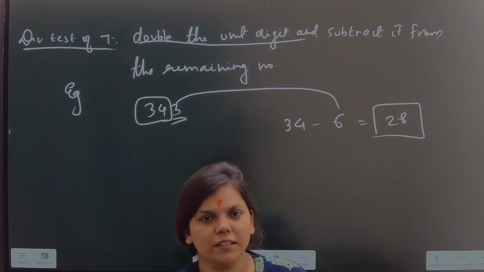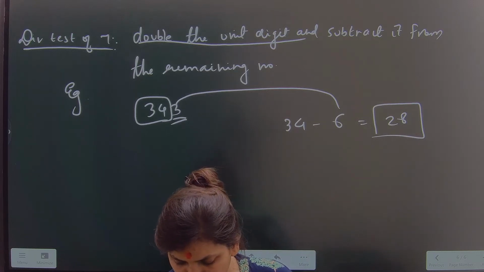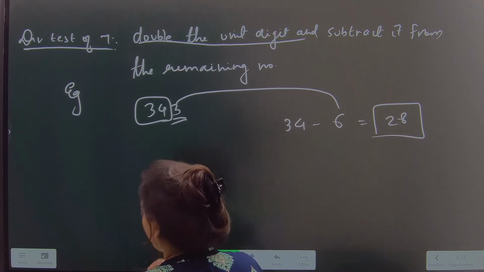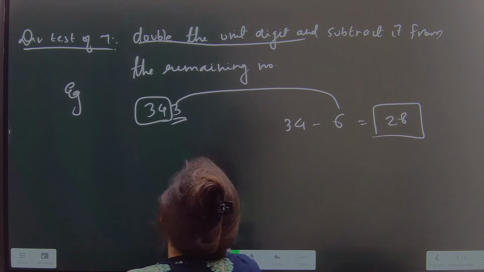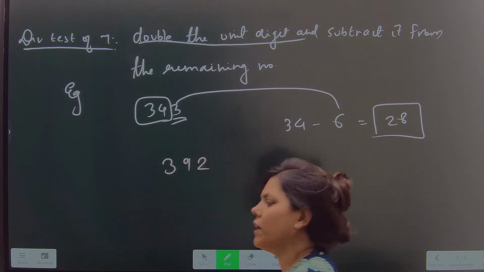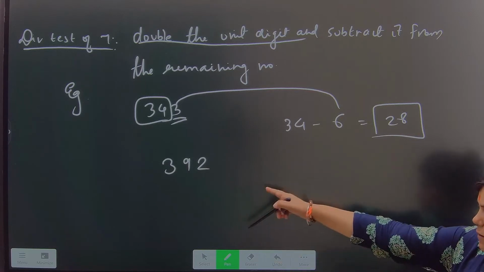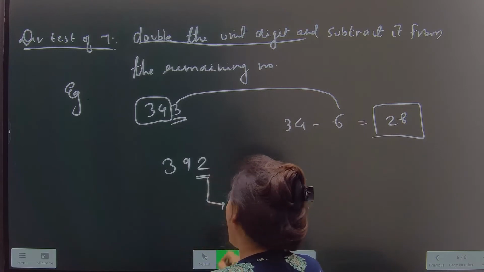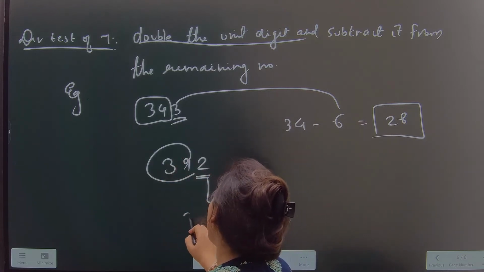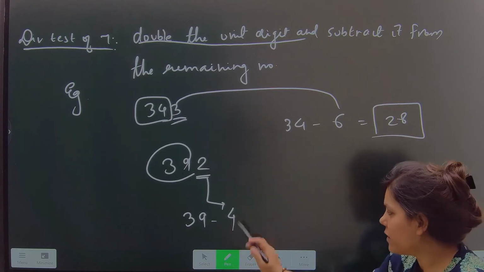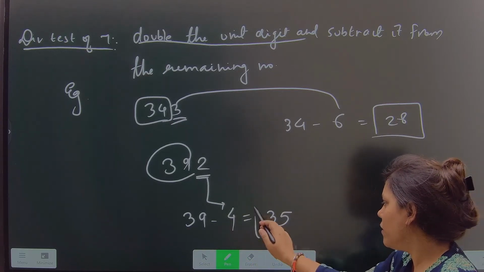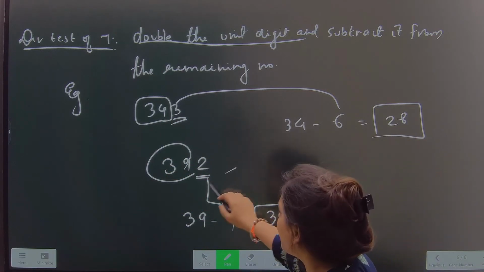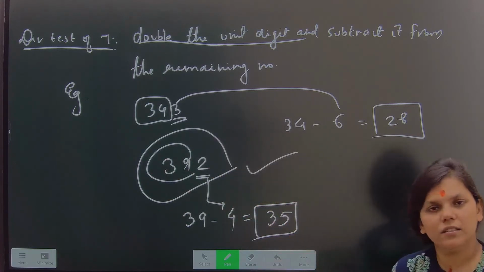Let me take one more example. I'll give you another number. Let us take a small one, 392. Now, to check whether this number is divisible by 7 or not, what will we do? We will double the last digit. So double of 2 is 4. Okay. And subtract it from the remaining number. So 39 minus 4, that is 35. Is 35 divisible by 7? Yes, it is. 7 fives are 35. Hence this number 392 is divisible by 7. Understood?